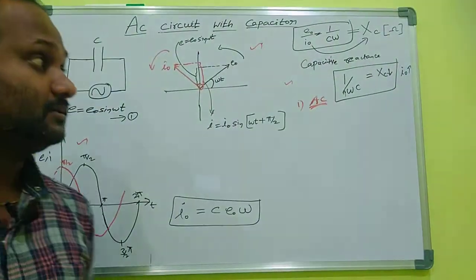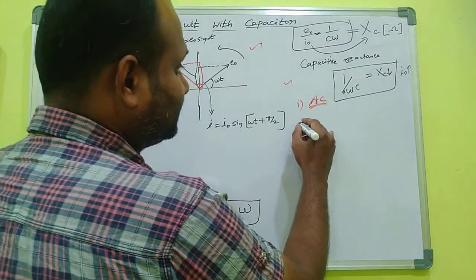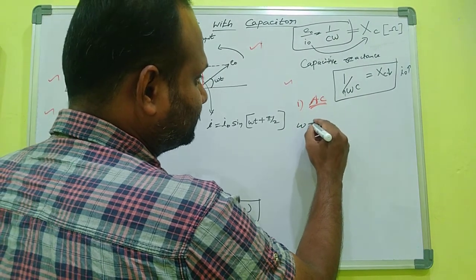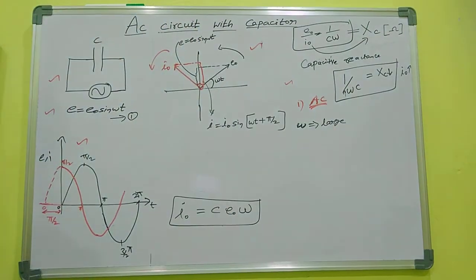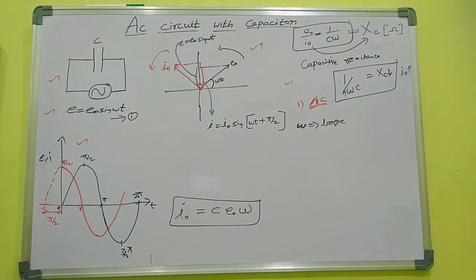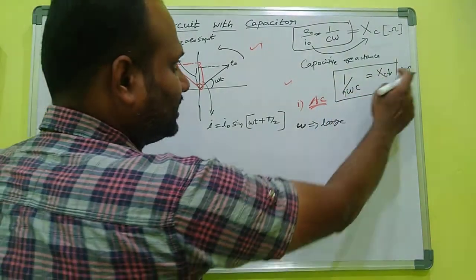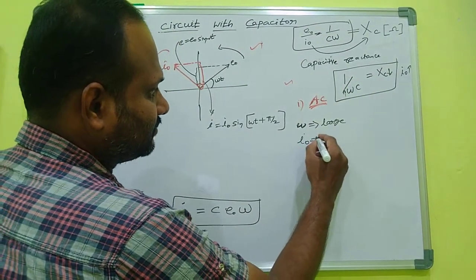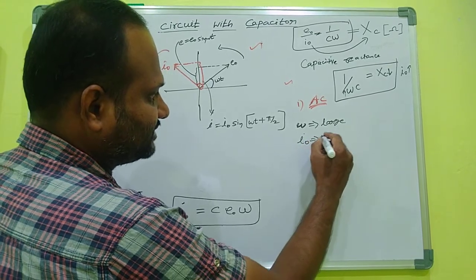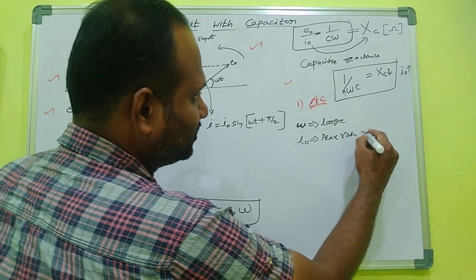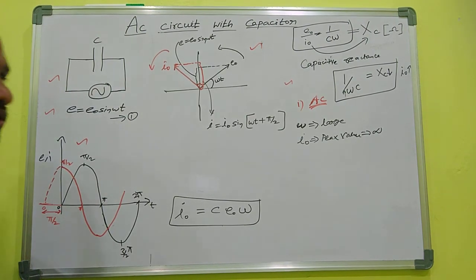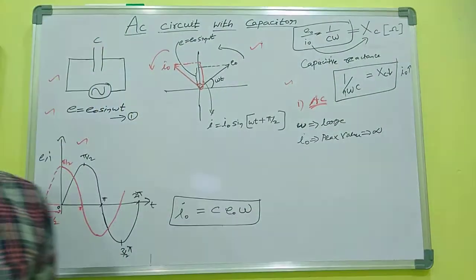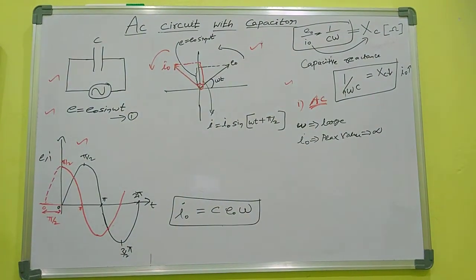Don't forget: in case of AC, there is a large frequency. When the frequency is large, the current passing through is large, that is I naught, the peak value. It goes to infinity, so a very high current will pass through it. That is called the peak value of the current, I naught.